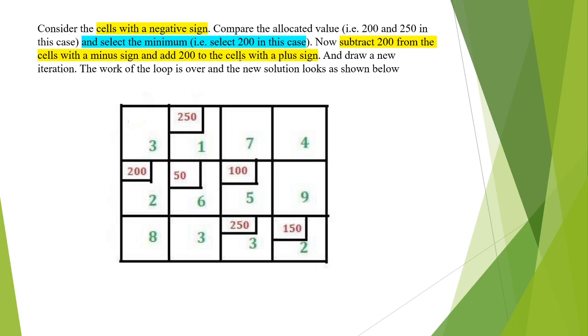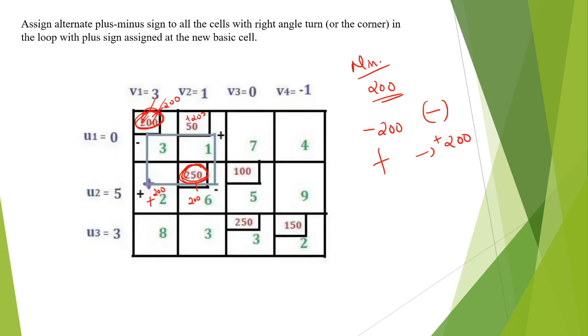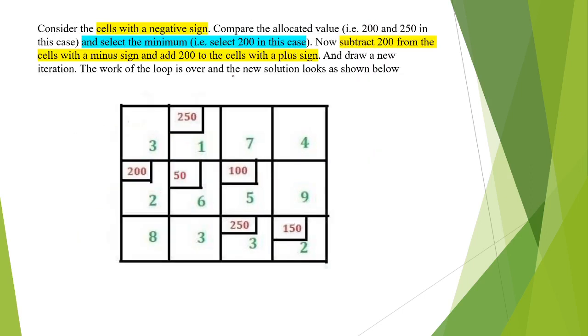So what you will get is, here 200 gets cancelled, 0. This is 0, this is 0, and this is 250, 200, and so on. Now we will get another solution for the problem.